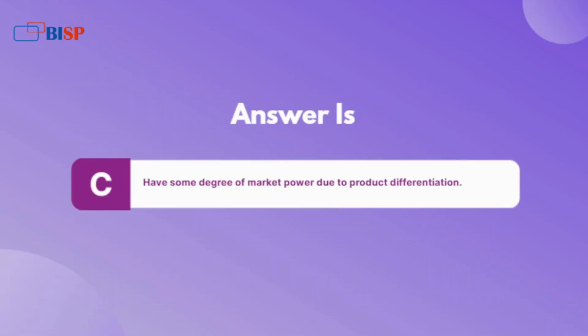Answer is C. Have some degree of market power due to product differentiation.